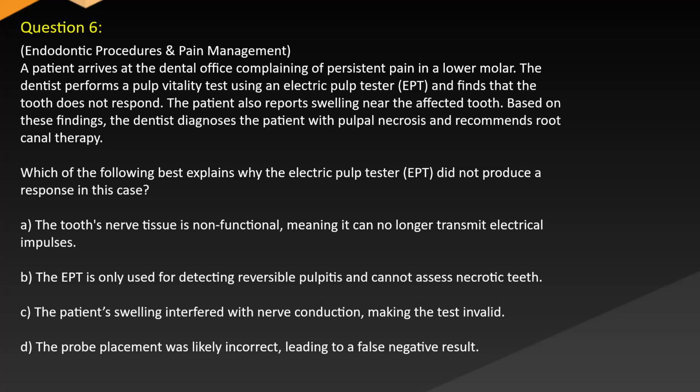A. The tooth's nerve tissue is non-functional, meaning it can no longer transmit electrical impulses. B. The EPT is only used for detecting reversible pulpitis and cannot assess necrotic teeth. C. The patient's swelling interfered with nerve conduction, making the test invalid. D. The probe placement was likely incorrect, leading to a false negative result.